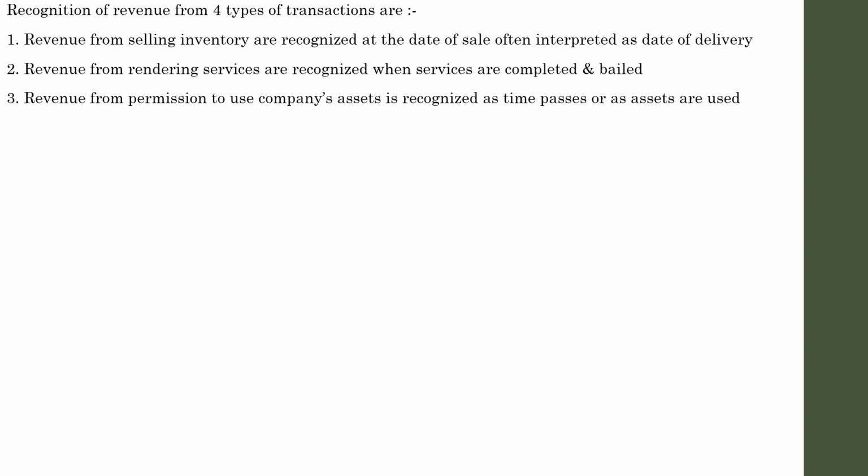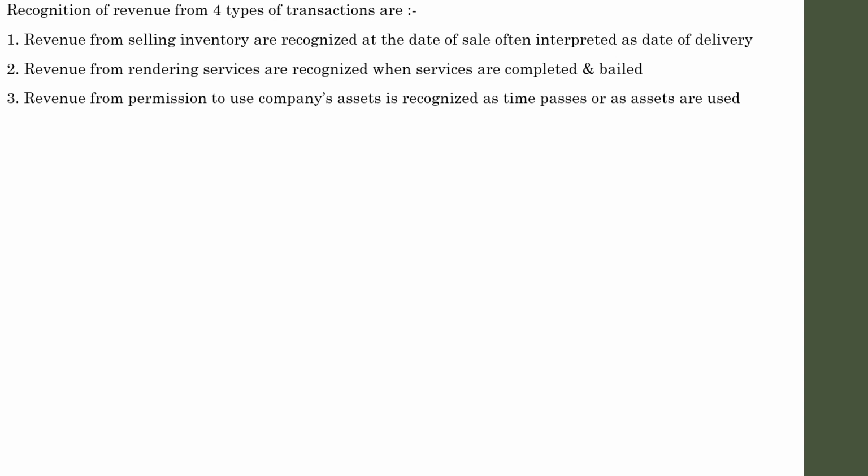So revenue from the permission to use a capital asset is recognized as the time passes or the assets are used. So whenever we acquire the assets of a company for our business purposes, the company that offered assets to us will charge certain interest, and that interest is charged on the basis of the time period or the hours for which the machine has been used. So it has to be recognized properly.